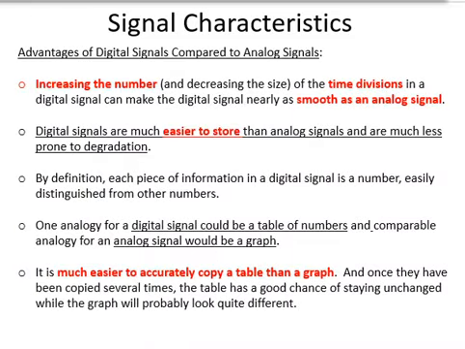Advantages of digital signals compared to analog signals. Increasing the number of time divisions in a digital signal can make the digital signal nearly as smooth as analog signals. Digital signals are much easier to store than analog signals and are much less prone to degradation. By definition, each piece of information in a digital signal is a number, easily distinguished from other numbers. One analogy for a digital signal could be a table of numbers, and a comparable analogy for an analog signal would be a graph. It is much easier to accurately copy a table than a graph.